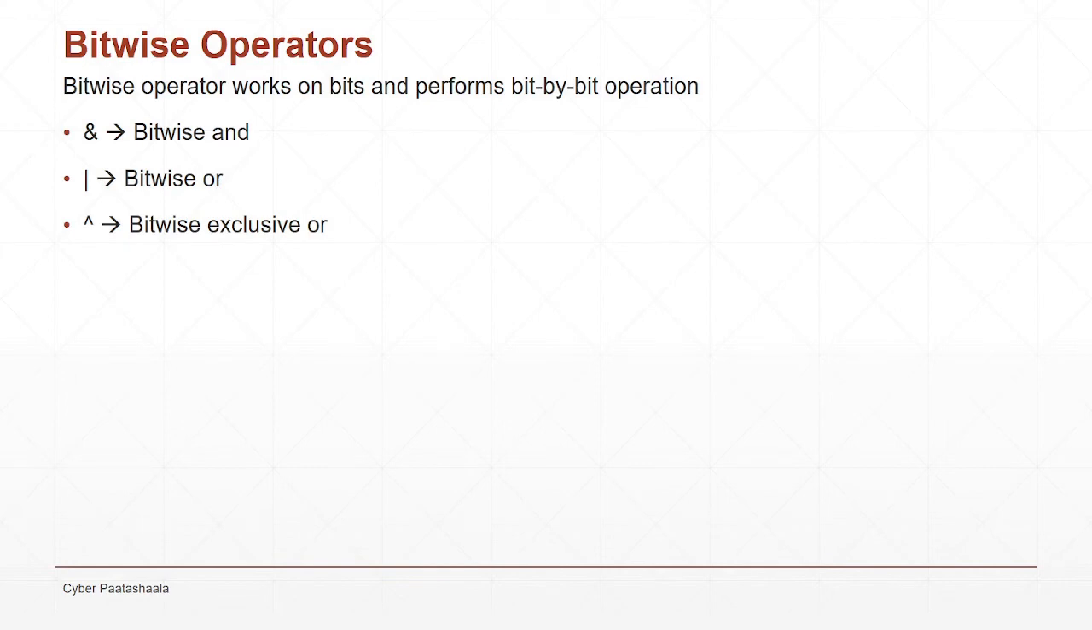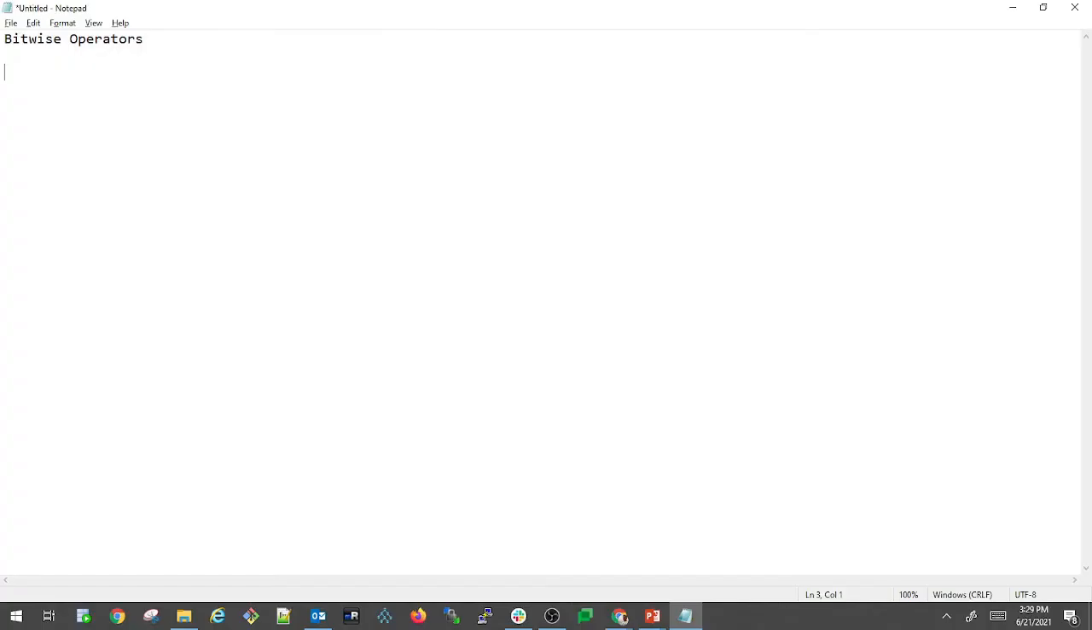Bitwise operators. Bitwise operators work on bits and perform the operations bit by bit. So the three operators that we have are bitwise AND, bitwise OR and bitwise exclusive OR. Let us quickly discuss bitwise operators. Let us start with the bitwise AND operator.